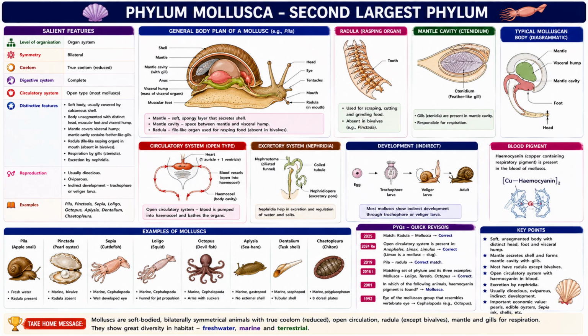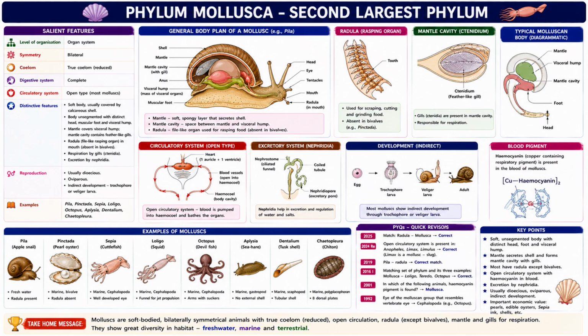Their distinctive features are a soft body usually covered by a calcareous shell. Calcareous means it is made up of calcium carbonate. The body is unsegmented with a distinct head, muscular foot and visceral hump. The mantle covers the visceral hump. The mantle cavity contains feather-like gills. Radula, a file-like rasping organ in the mouth, is absent in the bivalves. Respiration is by gills, and some have ctenidia. Excretion is by nephridia.